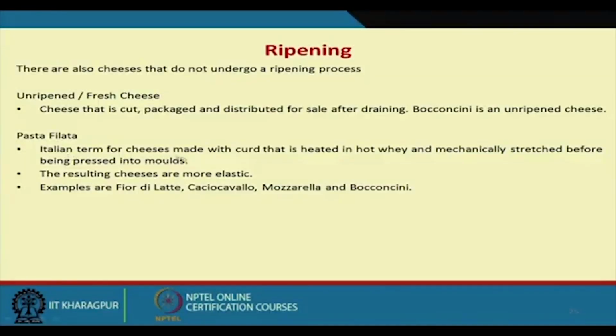In the case of pasta filata, this is the Italian term for cheese made from curd that is heated in hot water and mechanically stretched before being pressed into a mold. So the resulting cheese is more elastic. Examples are Fior di Latte, Caciocavallo, Mozzarella, then Bocconcini. These are different types of cheese.